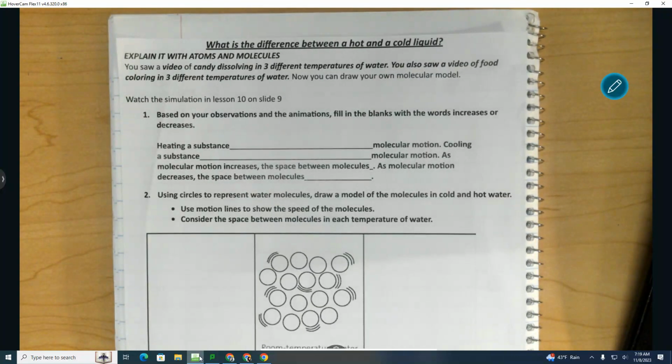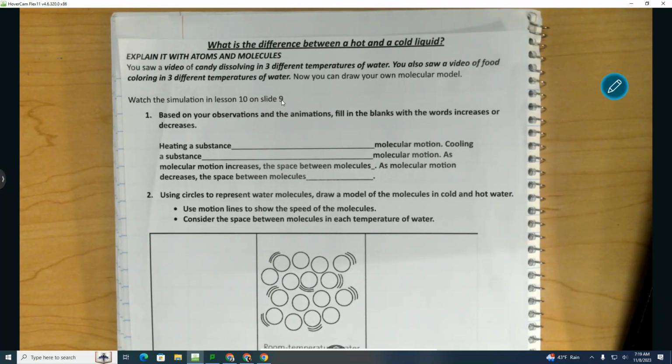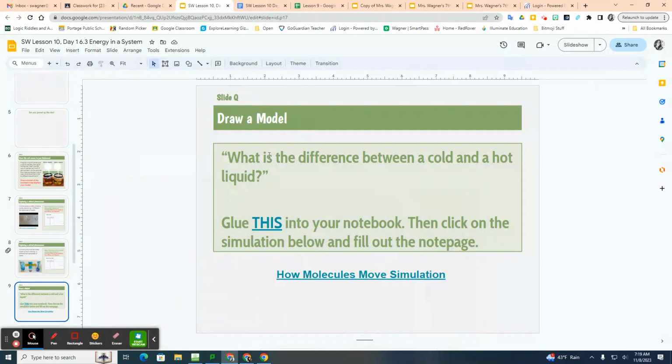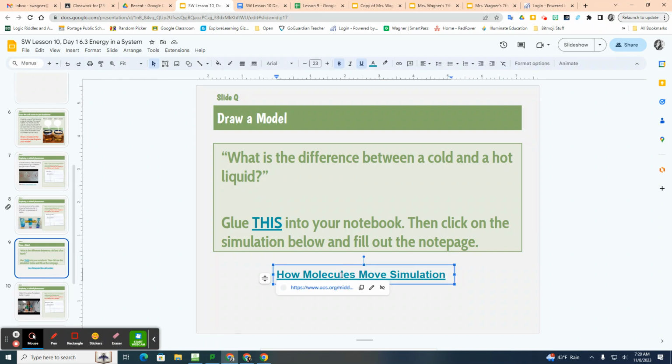It says that you saw a video of candy dissolving. You also saw a video of food coloring. So now we're going to draw what those models look like in those 3 different temperatures of water. So you'll get this in your video on slide 9. I am pretty sure it's slide 9. It might not be, but you'll find it. It's in lesson 10. You're going to watch that particular simulation. So it says how molecules move simulation. So you'll click on this. It will take you to the simulation.